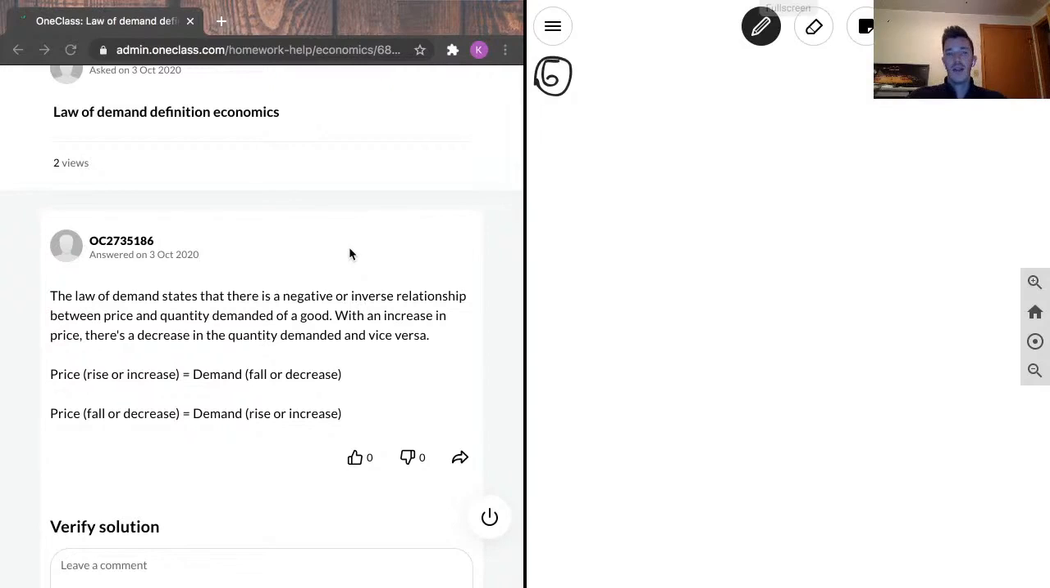Price rise or increase is going to equal a demand fall or decrease. And on the other hand, price fall or decrease is going to equal a demand rise or increase. This is correct. I will show you what that looks like on a graph.